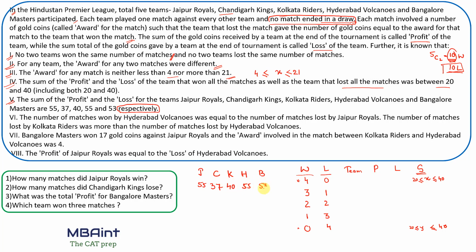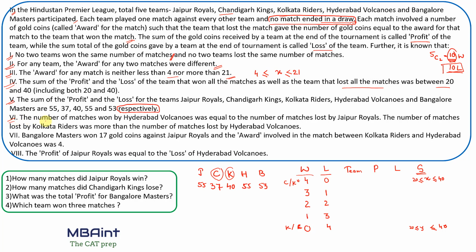53. Okay, now if you look at this point, the team who wins all the matches and the team who loses all the matches, the point is between 20 and 40. So these are the only two teams possible, Chennai and Kolkata, because these are the only two teams who fall in this region. So either it is Chennai or Kolkata, and if it is Chennai, this is Kolkata, and if that is Kolkata, this is Chennai. That's it. Fine. Now let's see further.